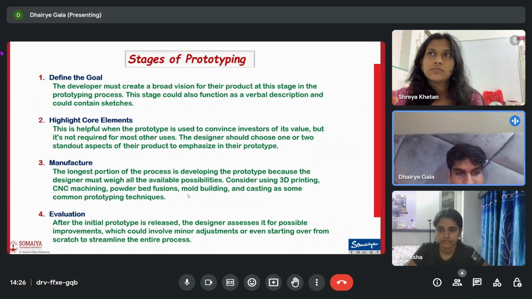And fourth is evaluation. After the initial prototype is released, the designer assesses it for possible improvements, which could involve minor adjustments or even starting over from scratch to streamline the entire process.